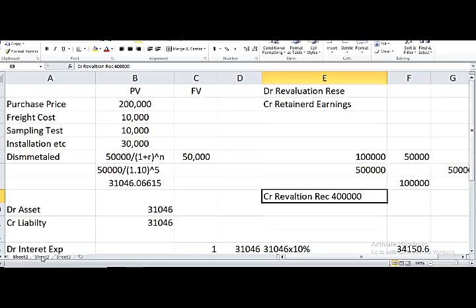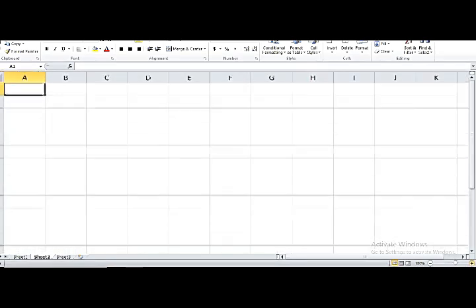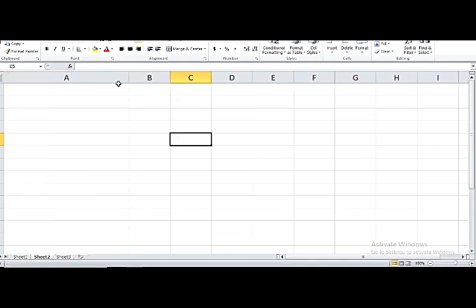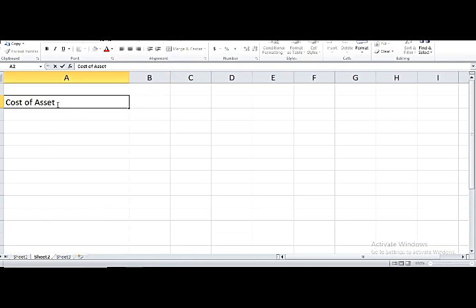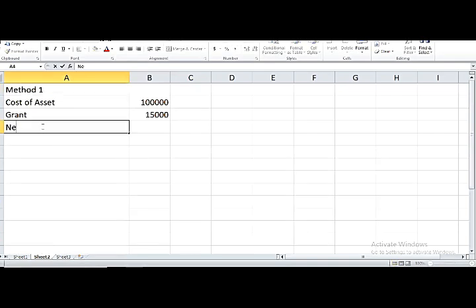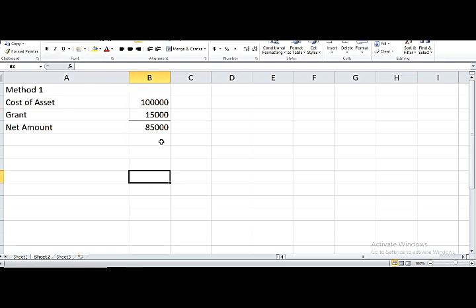Let me open my Excel sheet. The first method says to deduct it from the cost of the asset, right? So what is the cost of the asset? Cost of the asset was 100,000. The grant is 15,000. So in method one, this is method one, the net amount will be 85,000. Now onward, we'll depreciate this amount.